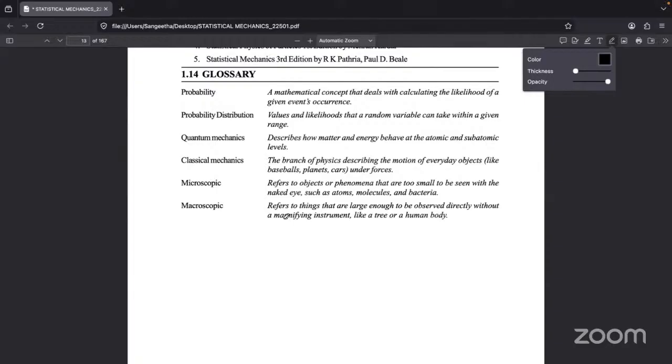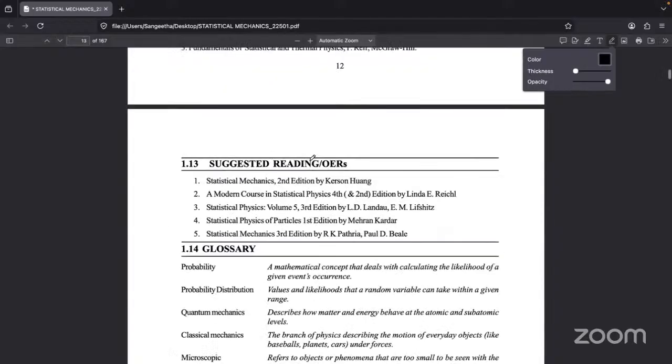Next, what is the difference between quantum mechanics and classical mechanics? Atomic level and subatomic level studies are called quantum. Classical studies the motion of particles in everyday life, such as a simple pendulum. Microscopic, macroscopic: a single individual particle is micro, and a group of particles together is called macroscopic.